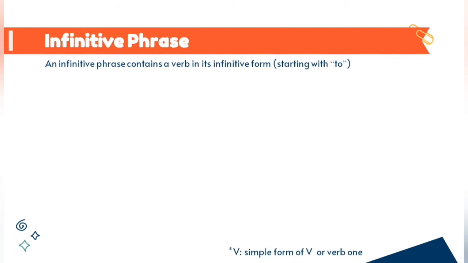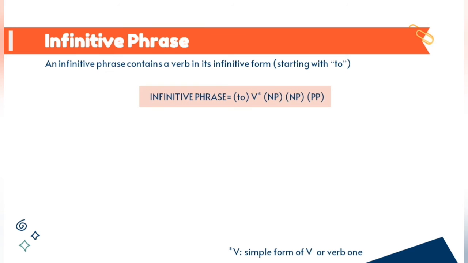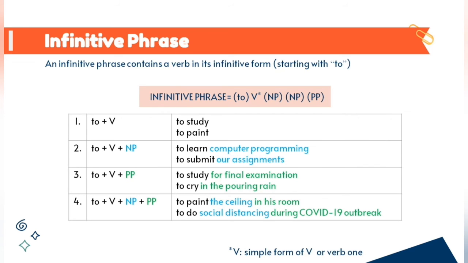Infinitive phrase. An infinitive phrase contains a verb in its infinitive form, starting with to. Nah, jadi infinitive phrase ini to diikuti oleh verb 1. Nah, the pattern of infinitive phrase: to, verb, noun phrase, and prepositional phrase. Here are the examples. To plus verb: to study, to paint.